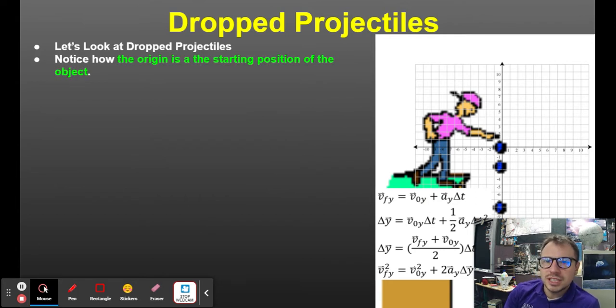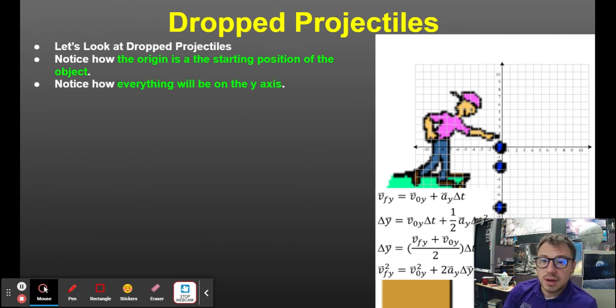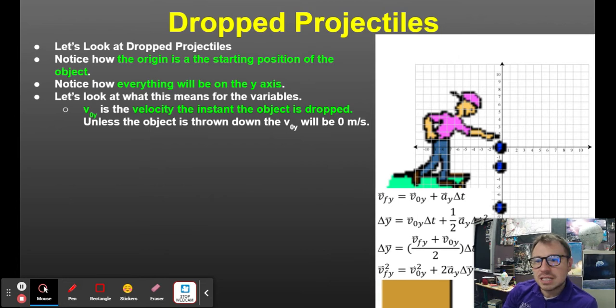So notice the origin is the starting position of the object. What that means is that at time zero, wherever it starts, that's where the origin is. Now this is just a personal preference. The math will work out no matter where you put the origin. You can put it where the object lands, and the math will still work out, but I just think it's easier if you put the origin where the object originated. Everything's going to be on the y-axis for a drop projectile. So let's look at what this means for the variables.